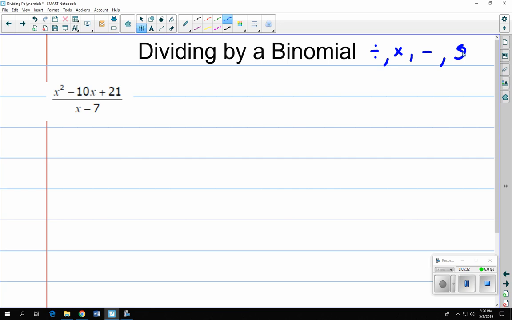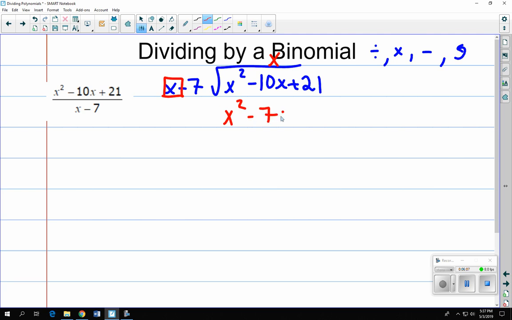So in my example, x minus 7 will divide x squared minus 10x plus 21. The way I start off with this is the following. I am only looking at one term in my divisor, which is just my x. That is what is going to be divided by. So to start off, x squared divided by x, or how many times can x go into x squared? We're going to say x times. I multiply this x to the binomial x minus 7. So I'm going to get x squared minus 7x.